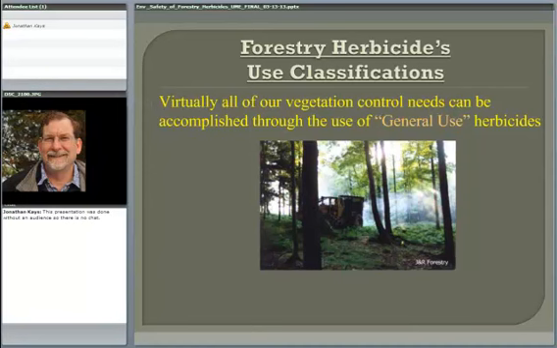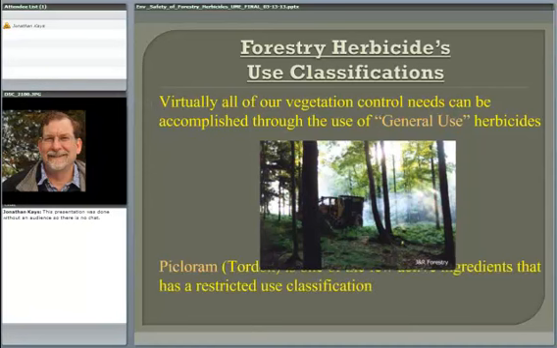Now, in our case, there's very few forest herbicides that are a restricted use. Virtually all our vegetation control needs can be accomplished through the use of general use herbicides. Oops, I can see I missed my slide here, but picloram, which is found in Tordon, is one of the ingredients that has a restricted use classification. And the Maryland Department of Agriculture, I believe on their website, has a list of all the restricted use herbicides or pesticides in general in the state of Maryland.